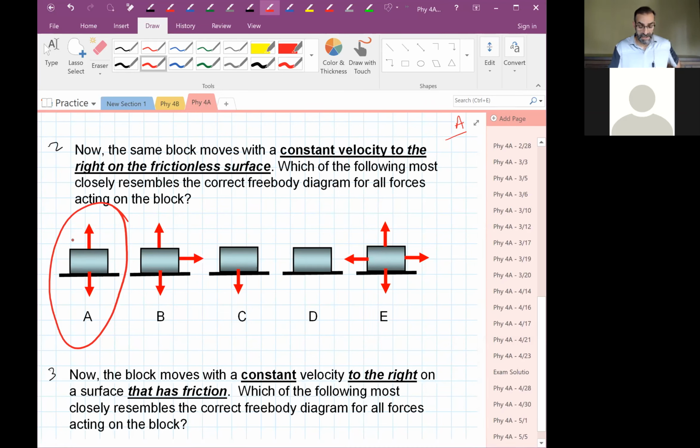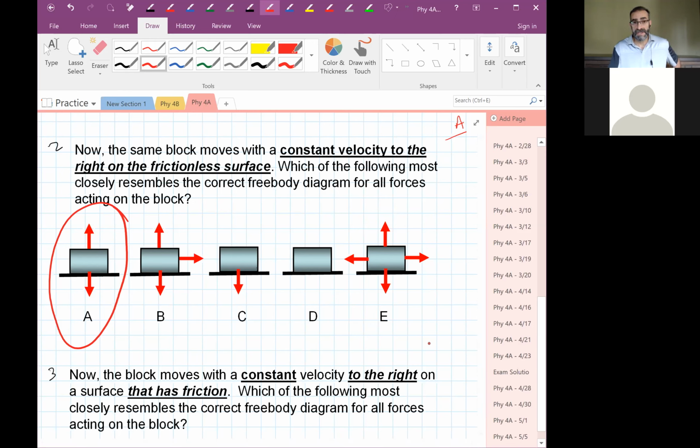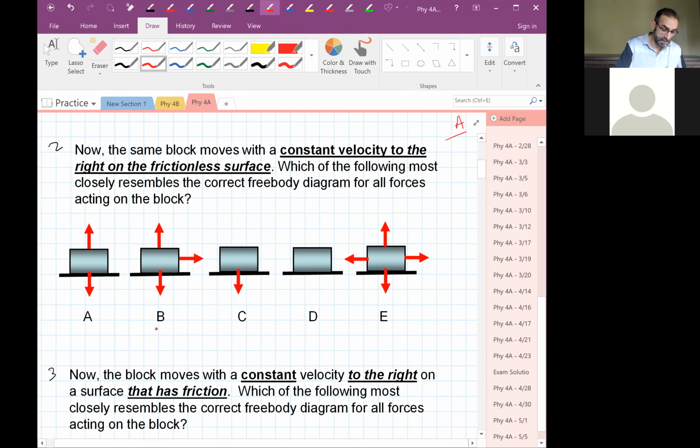If there was friction, then maybe we would be dealing with E here, right? The friction would be slowing it down. You would have to have some force to the right to keep it moving. But with no friction, you just give this thing a push, you let go, and it's going to keep moving forever until a force acts on it and stops it or changes its motion, because it has inertia.